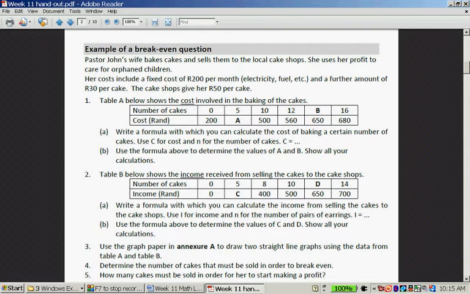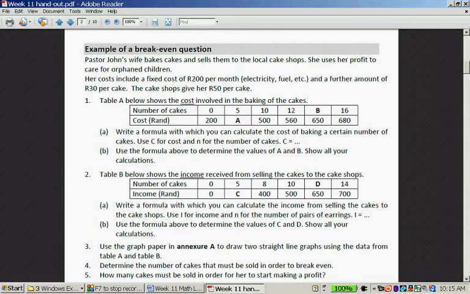Okay, question two. Table B shows us the income. So if she doesn't sell any cakes, she doesn't earn money. If she sells 5 cakes, what money does she earn? 8 cakes is 400 rand. 10 cakes, 500 rand. D cakes, 650 rand. 14 cakes, 700 rand. So the income is equal to 50 times N.